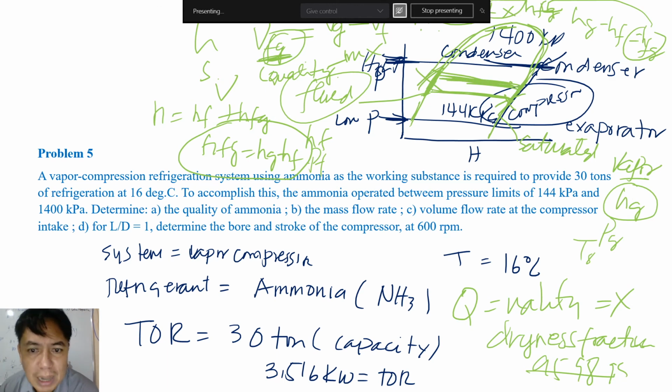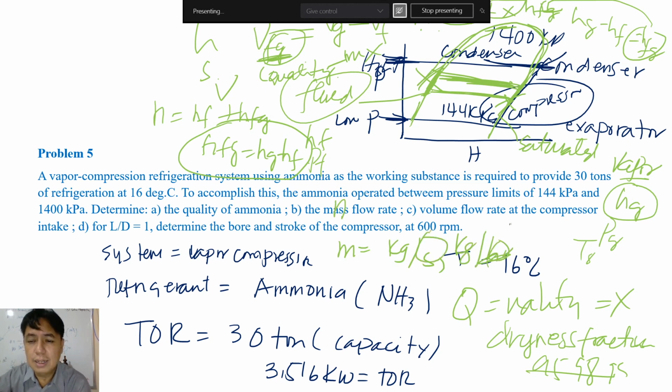Ngayon, ano pang kinukuha? Mass flow rate. Ano ba yung unit ng mass flow rate, class? Kilogram per second or kilogram per hour. Tingnan nyo kung hour or second, kino-convert. There is 3,600 seconds per 1 hour. So, madali lang yan. Ano pa? Volume flow rate at the compressor.